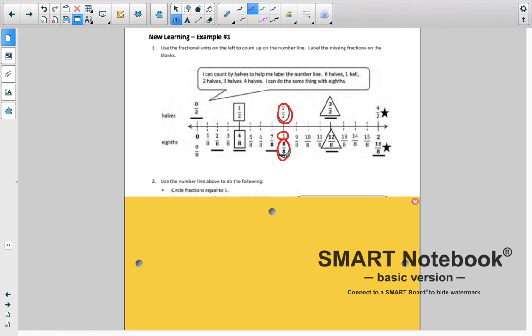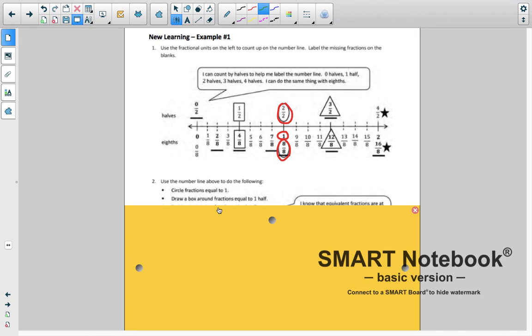So 2/2 and 8/8. And if you notice, this is the same number on the top and the bottom for 2/2 and 8/8. 8 and 8 on the top and bottom, and 2 and 2 on the top and bottom. Let's look at the next bullet point. It says draw a box around the fractions equal to 1/2.